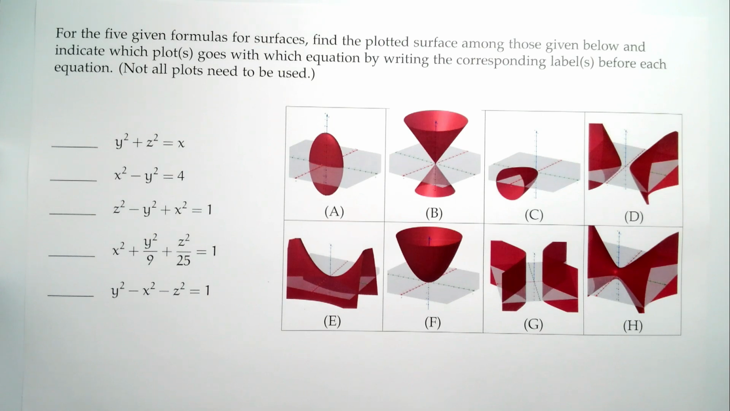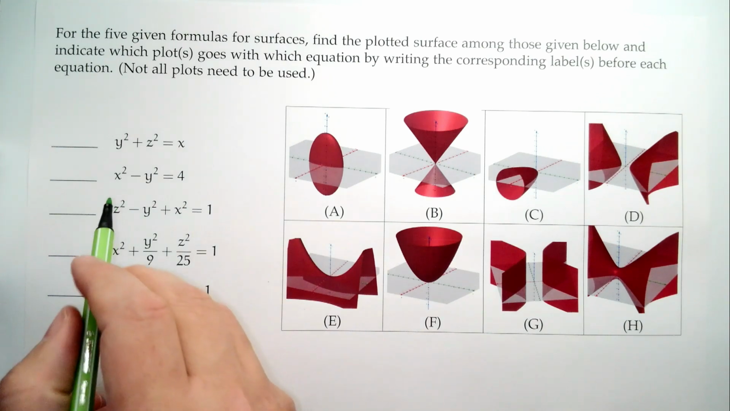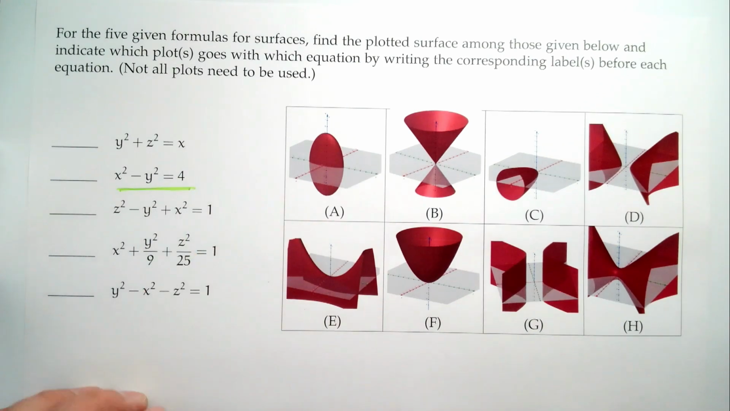So let's see if we can figure some things out. We don't necessarily have to go in order. Some things sort of stick out a little bit nicer than other things. As an example, look at the second one. X squared minus y squared equals 4. What do you notice about that formula? X squared minus y squared equals 4. There's no z, which means what? Well, it means you should get the same thing if you move up and down along the z-axis.